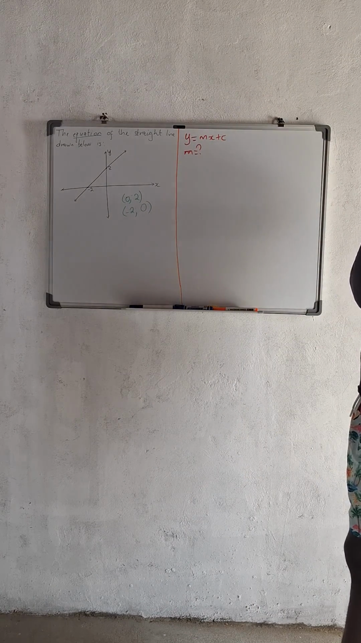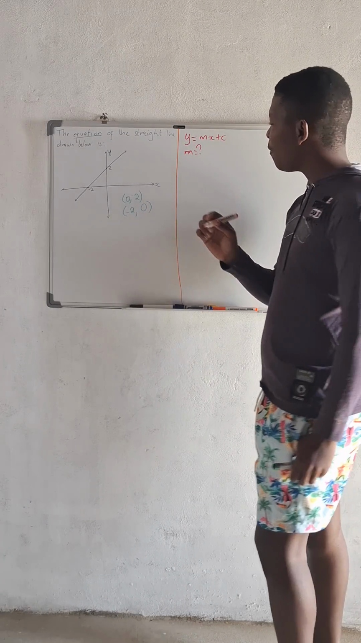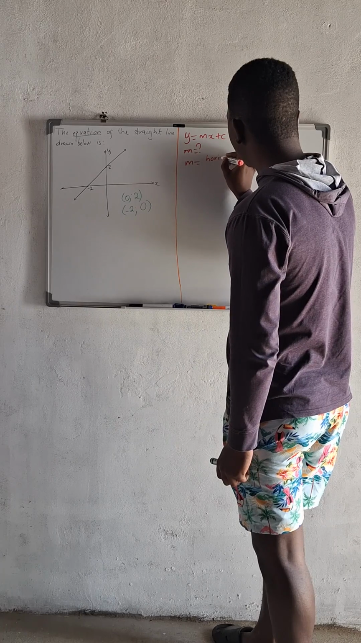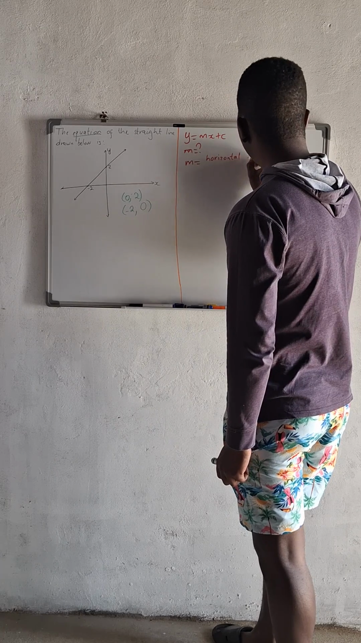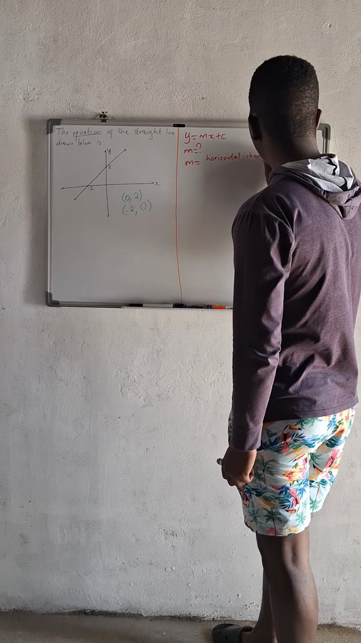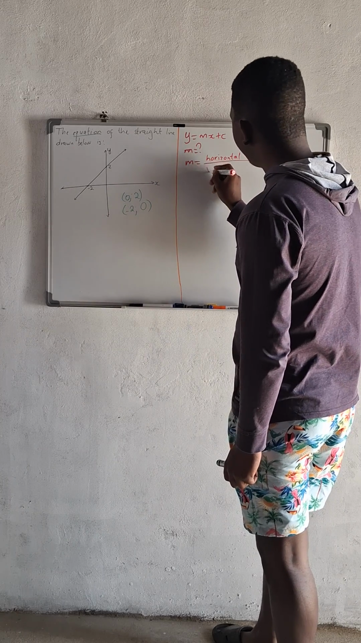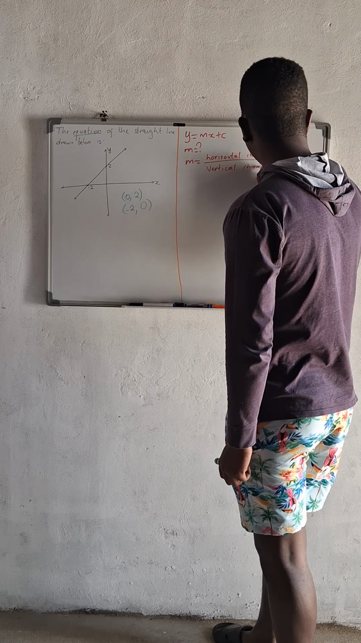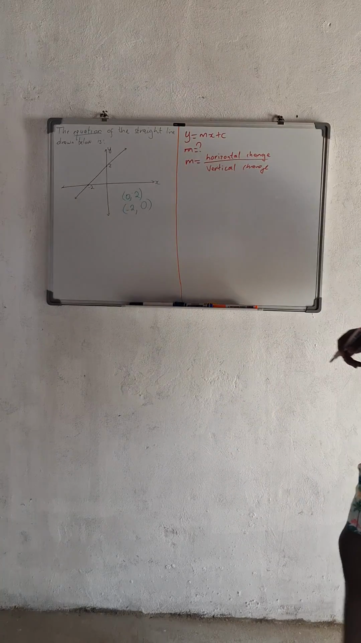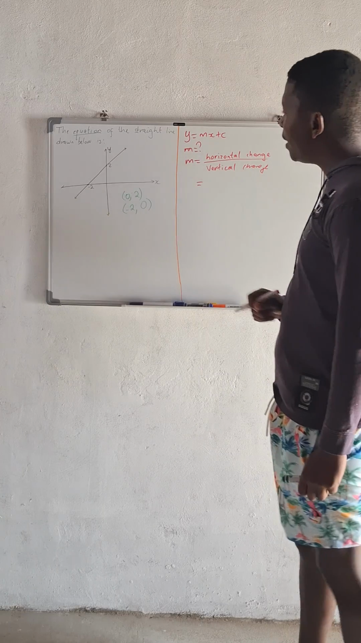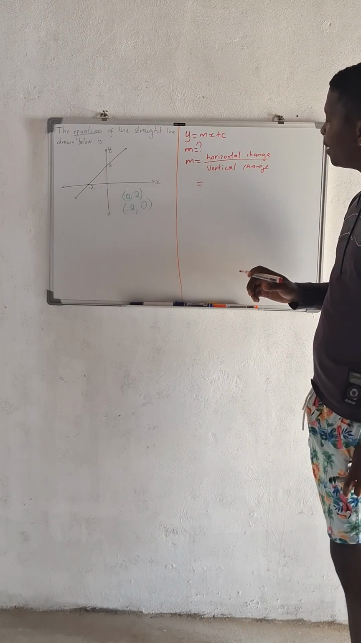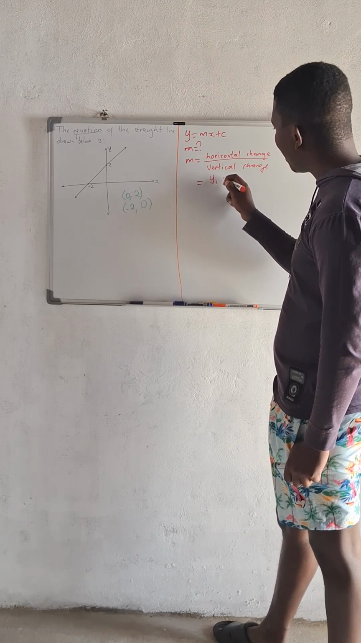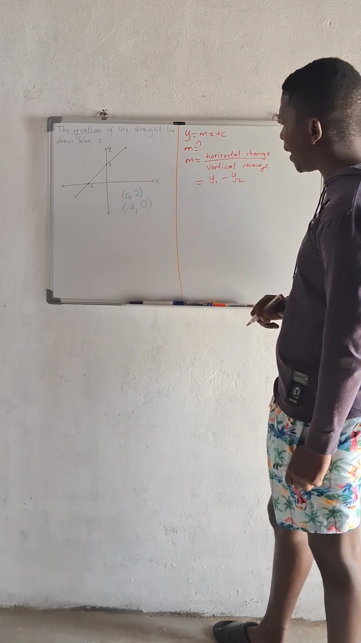What is m first? We have a formula for m. How do we find m? m is equal to the change in y over the change in x. Change means difference. Vertical change over horizontal change. So you need to first find the first value of y and subtract the second value of y.